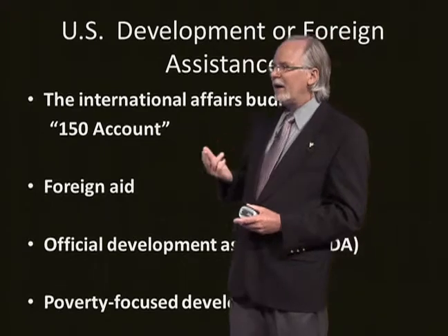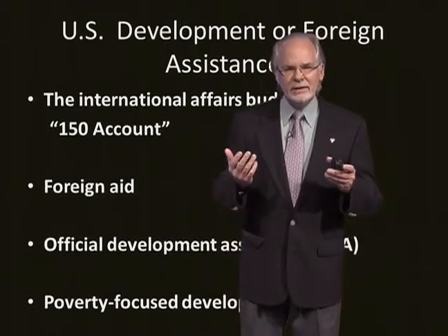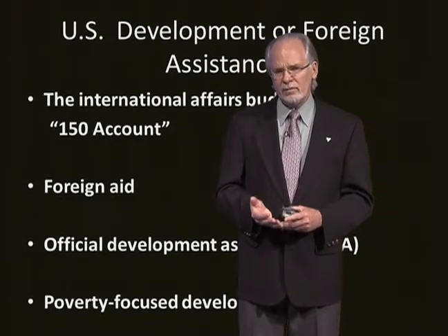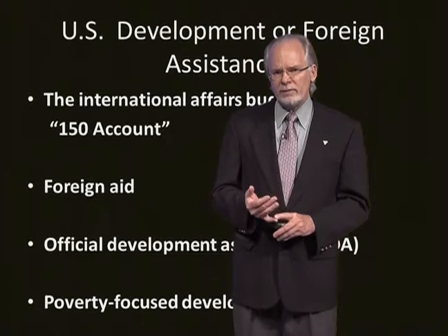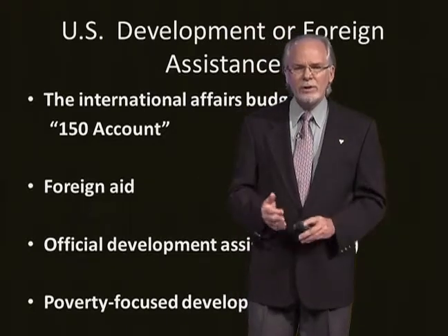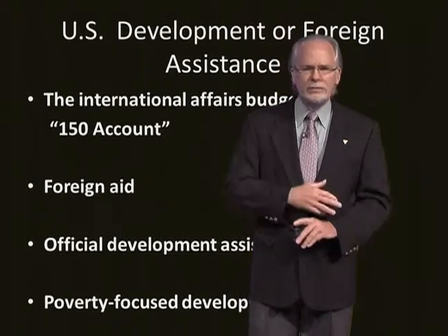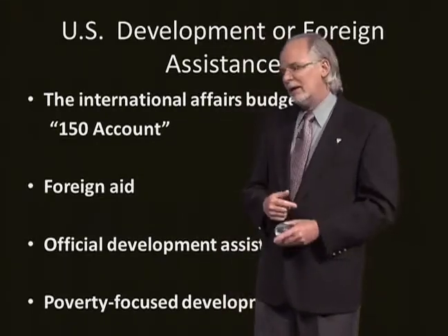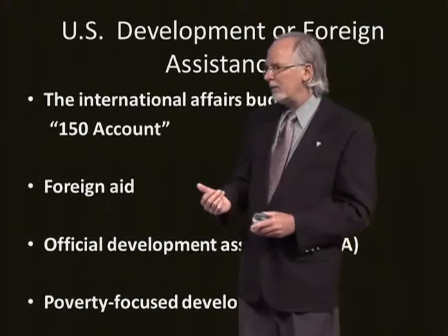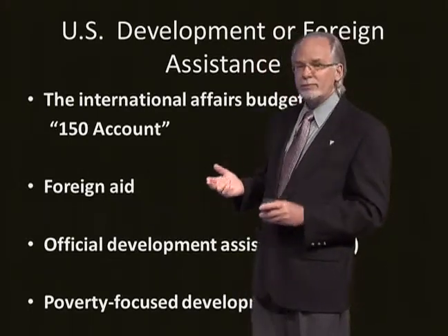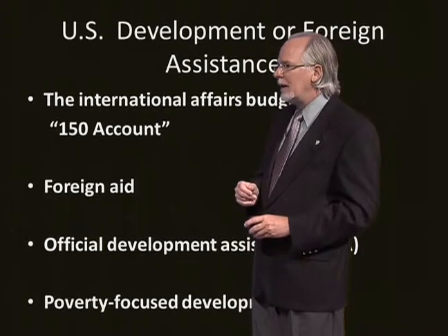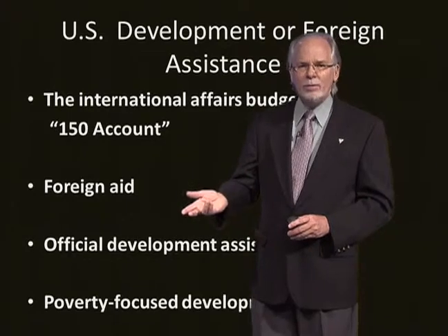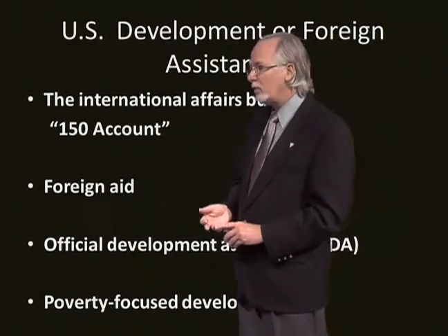The first one is the international affairs budget. That is the budget of the U.S. government called the 150 account. So it's 150 account, international affairs, and it's a very broad budget line that covers foreign aid, development assistance, poverty-focused development, humanitarian programs, embassy expenses, that type of thing. Then there's foreign aid. You'll hear foreign aid talked about quite a bit, and this is what most people think of as simply money going abroad to help poor people. It's actually much more than that, of course.